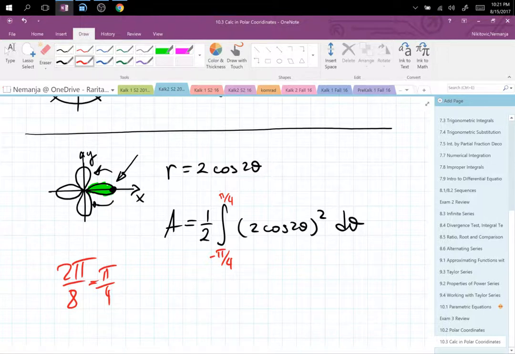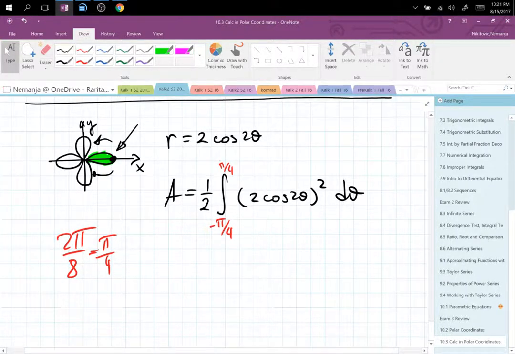You have to sit by the calculator and punch these things over and over and over again to learn how these things work, because I can't teach you any of this stuff. Would that be pi over 4 and 8 pi over 4? Yes, so that's why we have those limits.